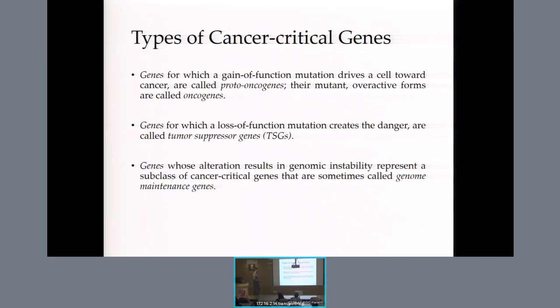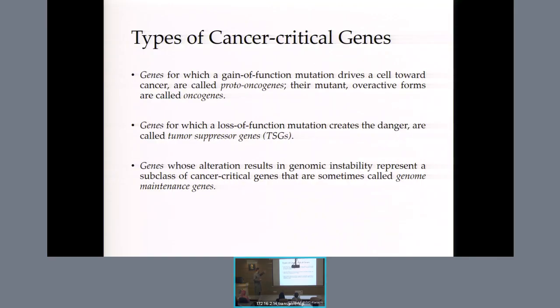And then we have another set whose alteration results in genomic instability. They represent a subclass of cancer critical genes that are sometimes called genome maintenance genes. Their job is your normal genomic functions, whatever replication and translation is happening, maybe the regulatory genes. If they are disturbed somehow because of a mutation, then a cancer may arise. So these are the three types of cancer critical genes you may start your proposal with.